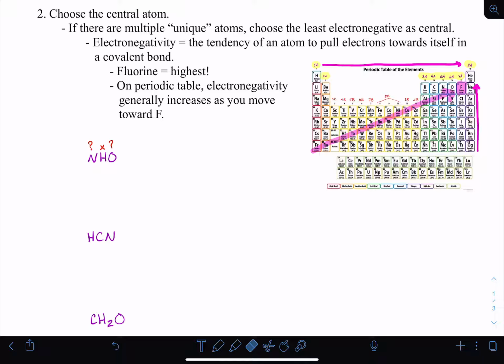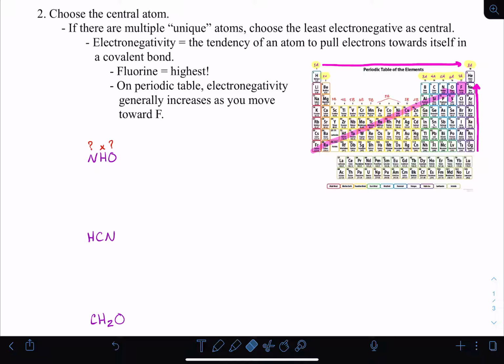Electronegativity is the tendency of an atom to pull electrons towards itself in a covalent bond. Covalent bonds are kind of like a tug of war. We say that they're sharing electrons between two atoms, but it's not necessarily equal. Some atoms are not so nice about sharing. Some pull harder than others on the electrons.